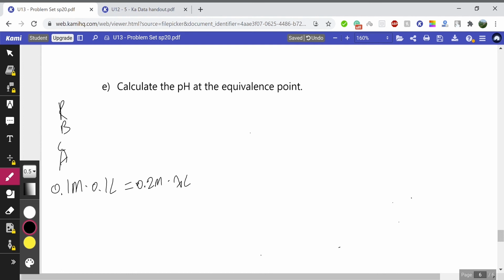So this is the equivalence point. 0.1 times 0.1 divided by 0.2 will give you 0.05. So at 50 milliliters, or 0.05 liters, that's going to be the equivalence point. So it's going to be HF plus OH minus, forming F minus plus H2O.